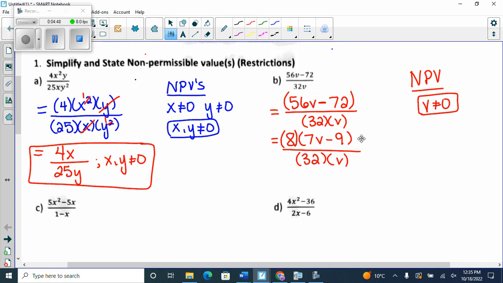So the only thing I can do is the 8 and the 32. I can take an 8 out of each. 8 divided by 8 is 1. 32 divided by 8 is 4.